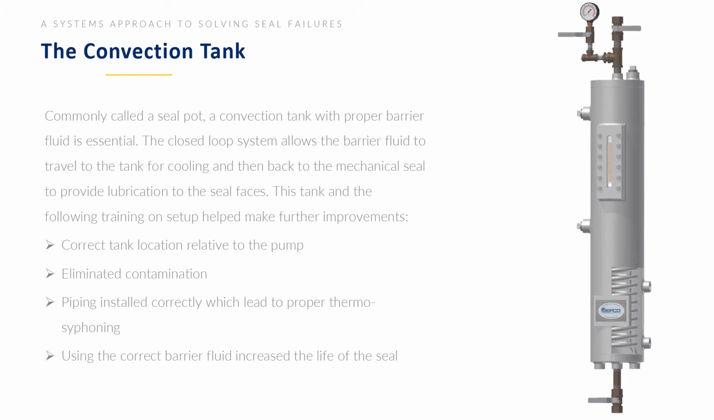So in order for convection with no pumping ring to happen, there was no way it could get enough energy in the fluid to convect all the way to the seal pot, which was close to 8 feet away from that pump. So changing the location of that also helped us to more effectively thermosiphon. By using the proper location and the proper piping, proper thermosiphoning was able to take place.